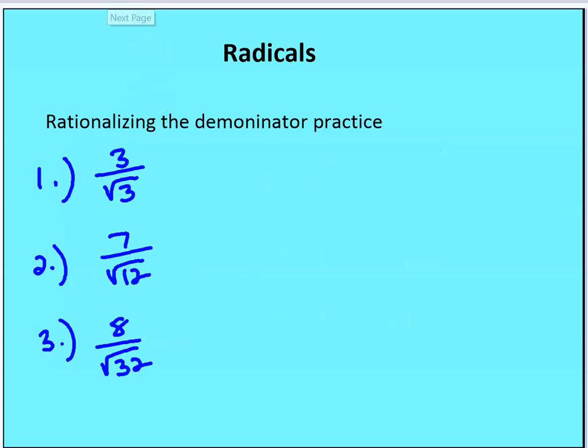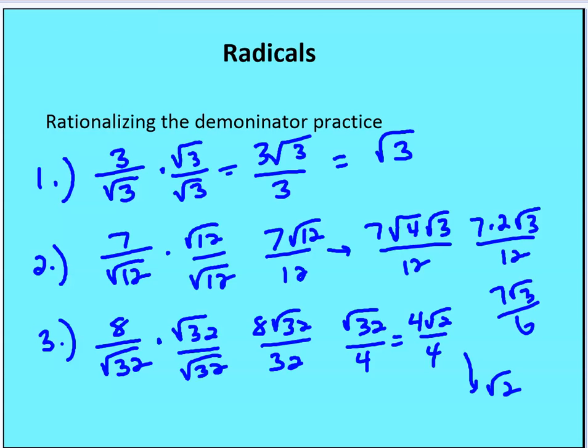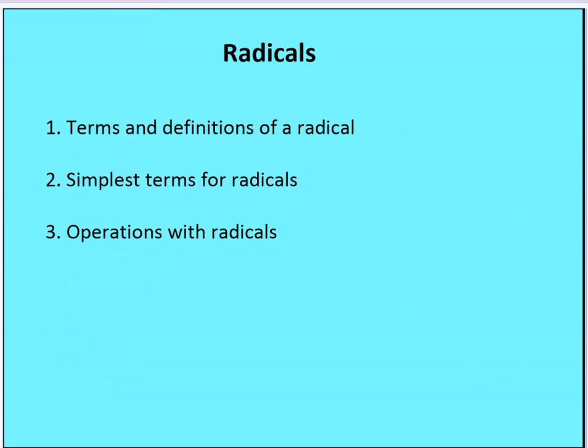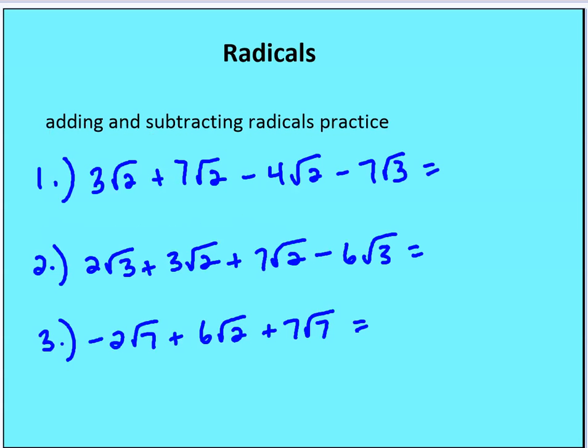We're not going to rationalize the denominator, so I'm just going to move quickly through this. You can look at it if you want. And the last thing is operations with radicals. All right, so adding and subtracting radicals. Remember, it needs to be the same base or radicand value in order to add or subtract. So let's see if you can add or subtract these. Please pause and come back.